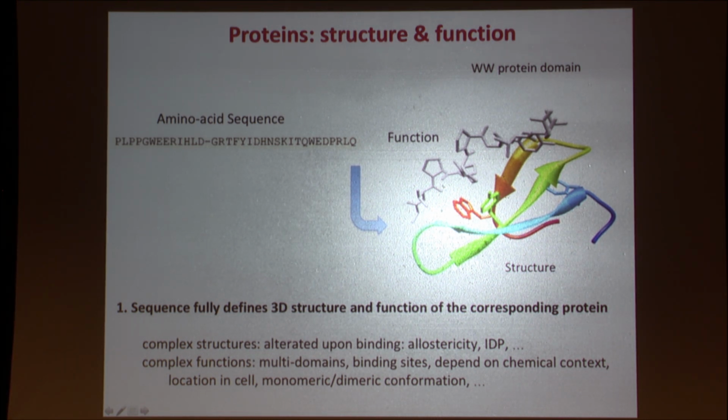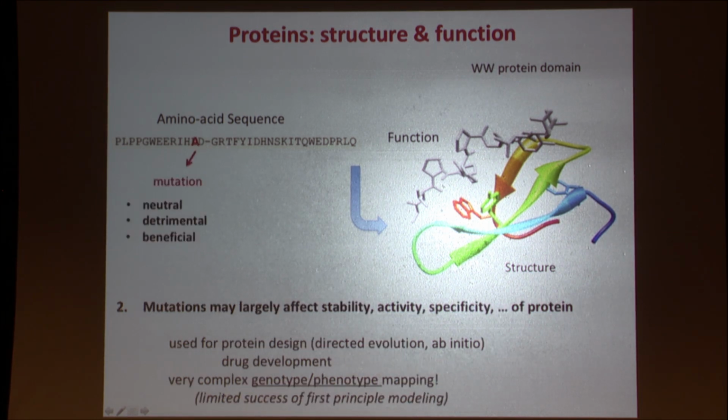The functions may also be very complex. You may have very complicated proteins with multiple domains, and they all take part in a global function of the protein. There may be different binding sites. The function may depend on the chemical context. It may also depend on where the protein is in the cell, and so on. And also proteins may actually interact with themselves, in the sense that you can have dimeric conformations which change the role of a protein, and so on. So it's a very complicated story.